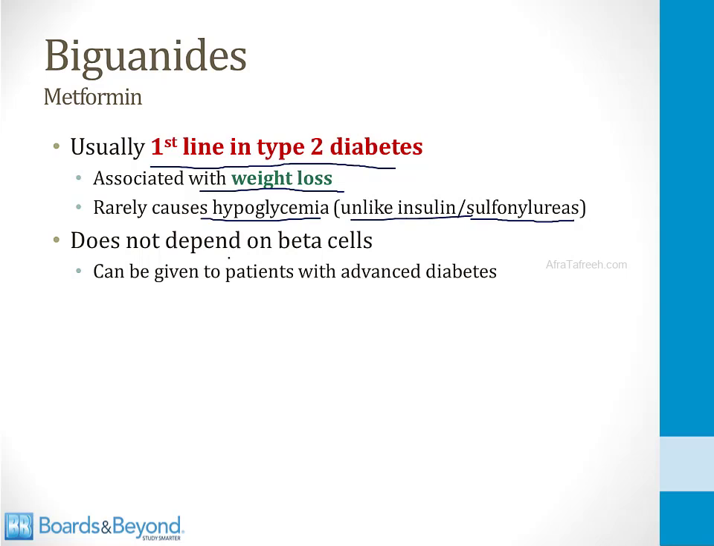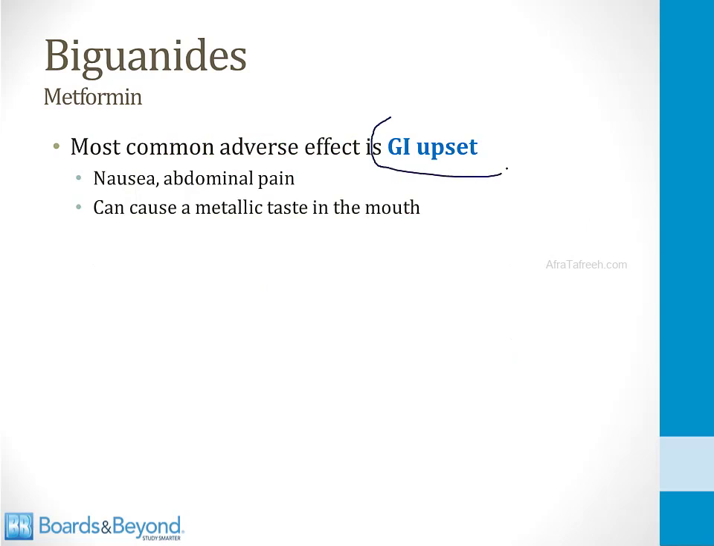Another advantage is that it does not depend on the beta cells. It can be given to patients with advanced diabetes. Drugs like sulfonylureas, which increase insulin secretion from beta cells, won't work in patients who have advanced diabetes. The most common adverse effect is GI upset. Many patients who take metformin complain of nausea or abdominal pain. Sometimes they notice a metallic taste in their mouth.